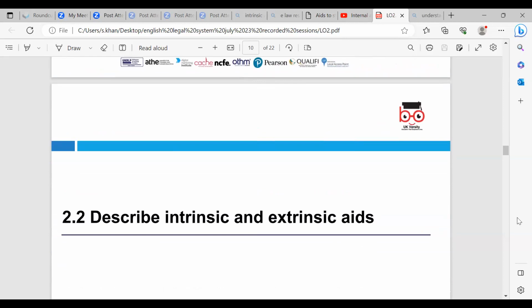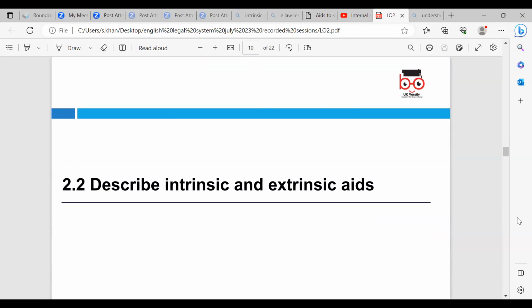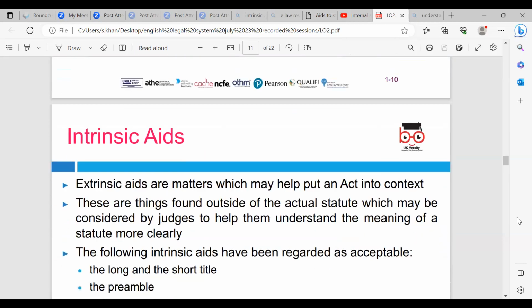So 2.2, now we're going to be looking at identifying the intrinsic and extrinsic aids in regards to statutory interpretation. So aids to interpretation. Firstly, as well as the four main approaches to statutory interpretation, a judge has other aids available to him to help him determine the meaning of a statute. These can be divided into internal, which are intrinsic aids, and external aids, which are extrinsic aids.